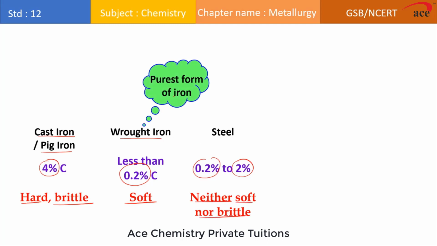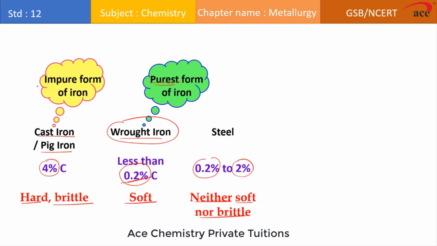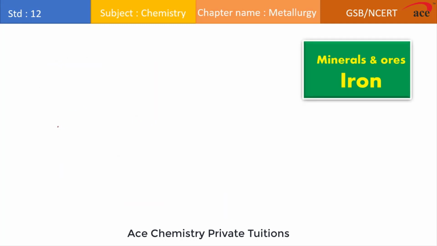The purest form of iron is referred to as what? Wrought iron. And the purity is measured in terms of what percentage of carbon. If it contains less percentage of carbon, it is more pure. So please remember, the purest form is what? Wrought iron. And the most impure form of iron is cast iron or pig iron.